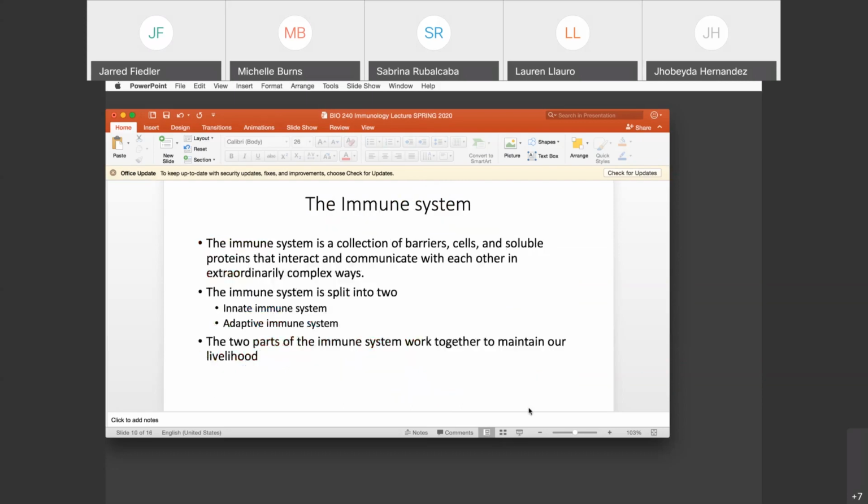All right. So we're done with talking about the actual lymphatic system, but now we're going to be talking about the immune system. The immune system, by definition, and it's a very dry definition, is a collection of barriers, cells, and soluble proteins that interact to communicate with each other in extraordinarily complex ways. The way they communicate is typically to fight off foreign invaders that are harmful to your body, and usually it's some kind of microbe, bacteria or virus.